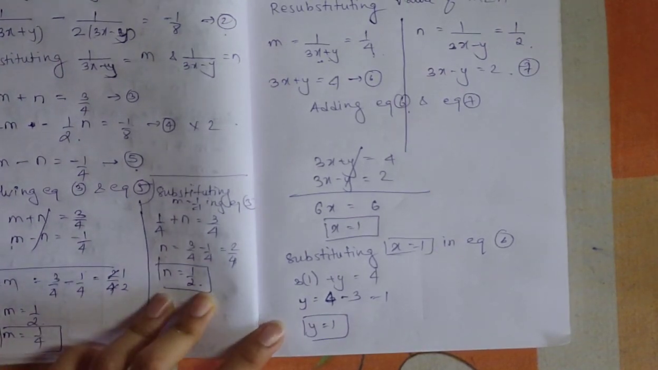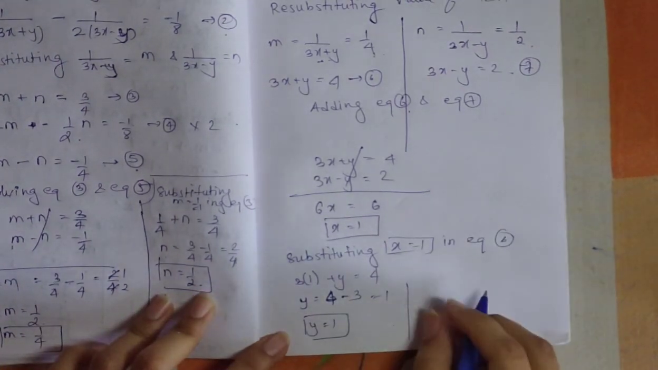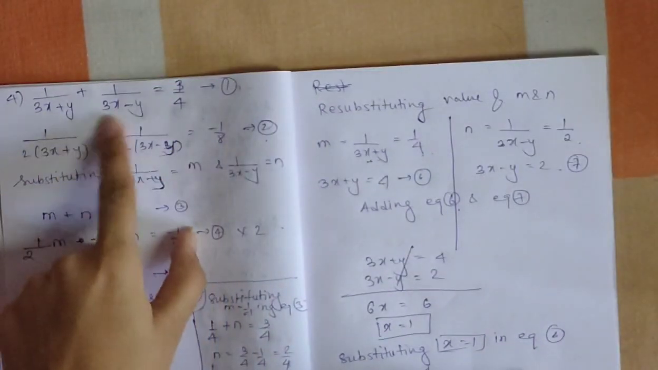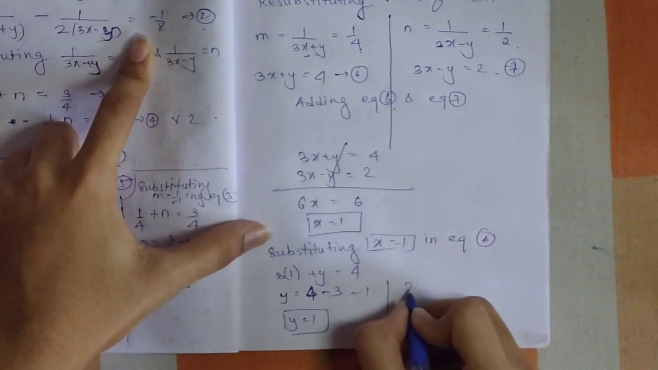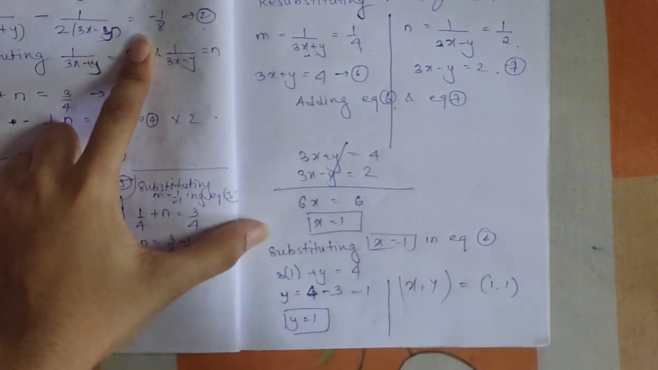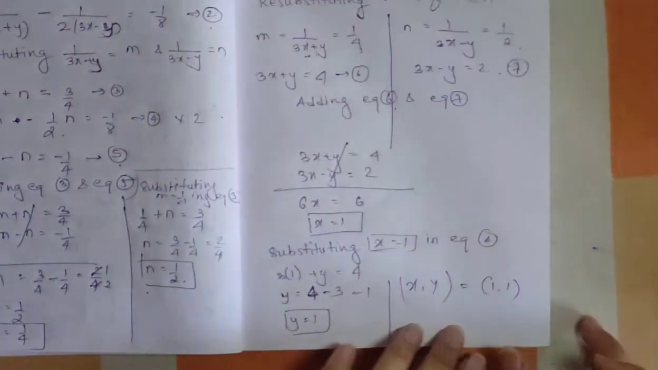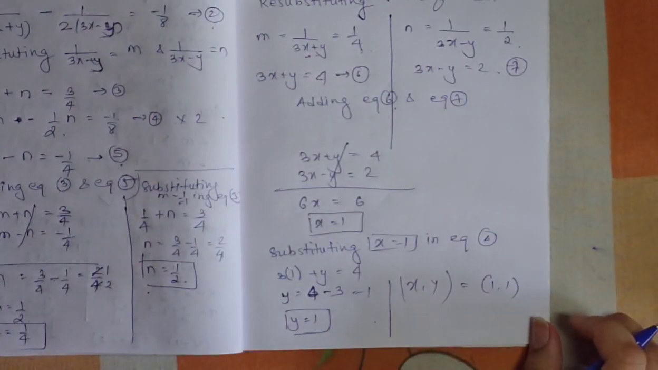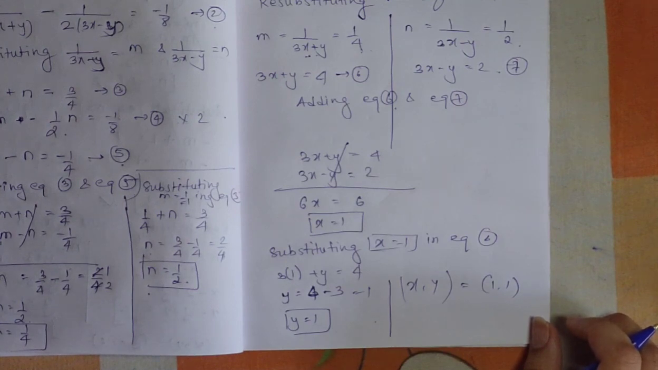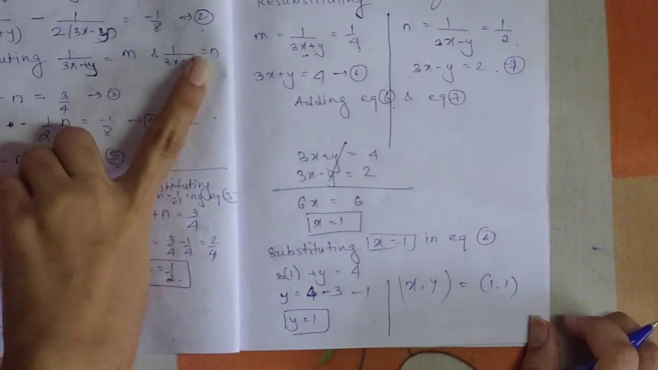So what do you write here? Your solution to the equations this and this. The solution to the equations this and this is x comma y is equal to 1 comma 1. So we have done with our exercise, that is practice set 1.4. So this was really easy. It is similar to your previous exercises. Just what you have to do is this substituting part.